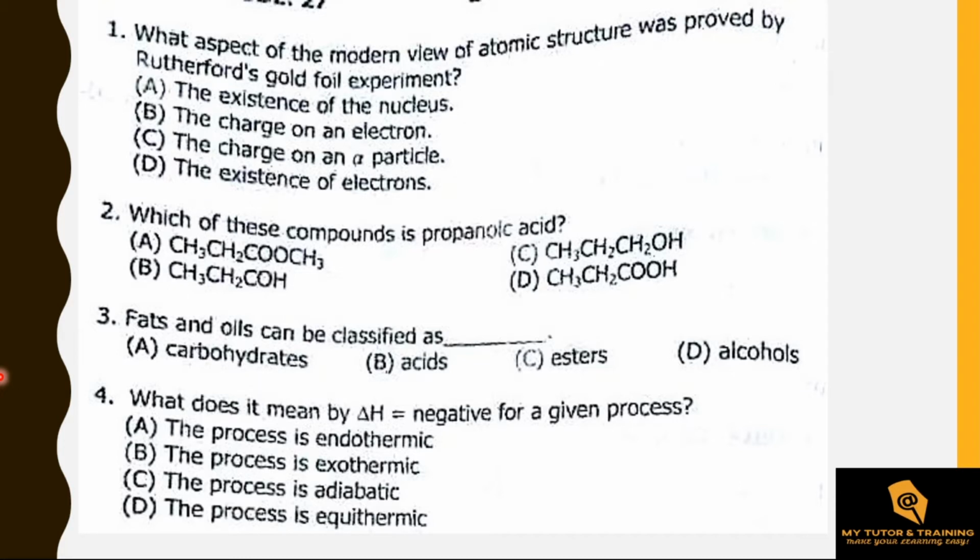Fats and oils are triesters of glycerol, made from a 3-carbon atom backbone. They are collectively known as triglycerides. And question number 4, what does it mean by delta H negative for a given process?